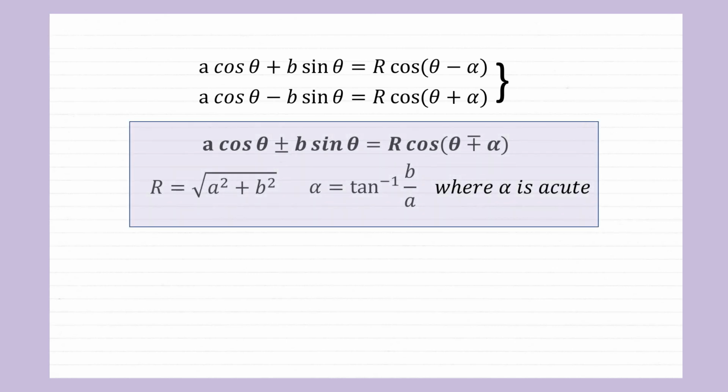But you can see that in general, in the general form of the R formulas for the case where the first coefficient is cosine and the second coefficient belongs to a sine function, we write that as a cos theta plus or minus b sine theta is R cos (theta minus or plus alpha). Okay.